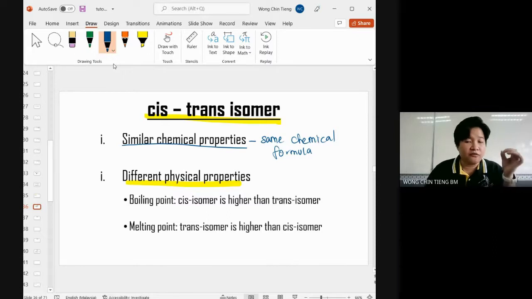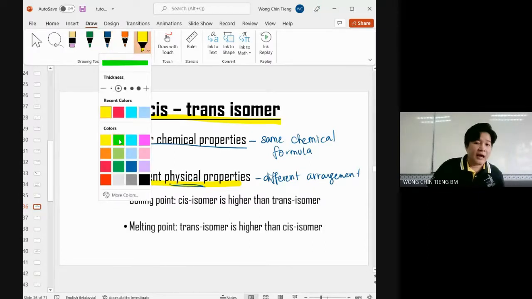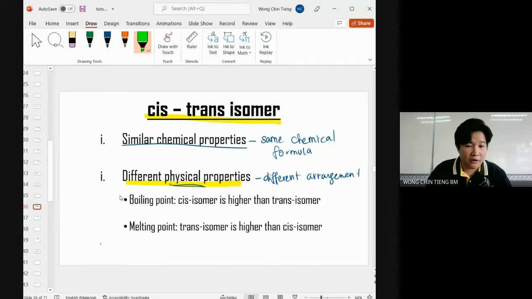When you have the same chemical formula means you are going to have the same number of atoms, same functional group. Kalau semua pegang OH, semua orang pegang OH, cara kita susun lain, betul? Okay, so for the cis-trans isomer, the chemical property is actually the same. But what makes them different is the physical property. Why physical property is different? Because we arrange them differently.